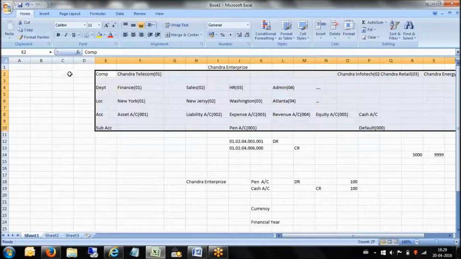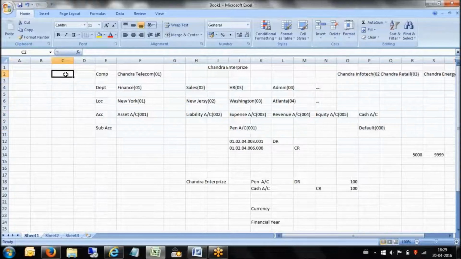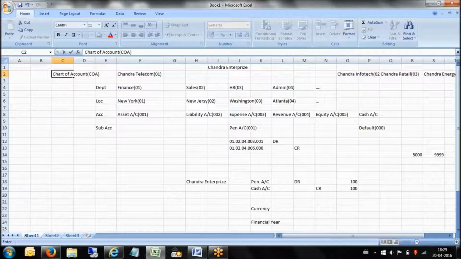This whole activity in Oracle applications is done under a screen called chart of account, which is called COA. This is the feature in Oracle applications given. So this was the business requirement and this is the feature given.